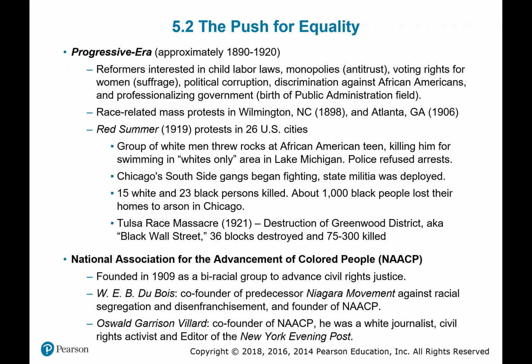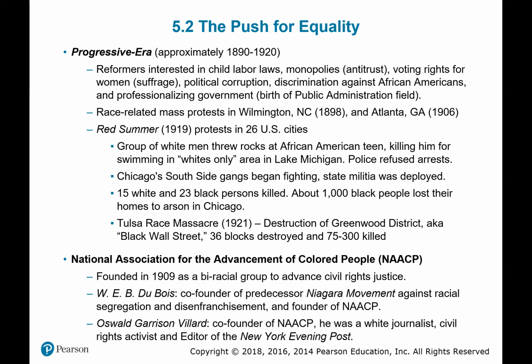This started some violence. You had the South Side gangs that were African-American, as well as many other immigrant group gangs at the time. They could be Irish, Italian, Polish. They start fighting. The state militia had to be deployed. 15 white, 23 black persons killed. Estimate, who knows what the real number was. 1,000 African Americans lost their homes to arson during this.